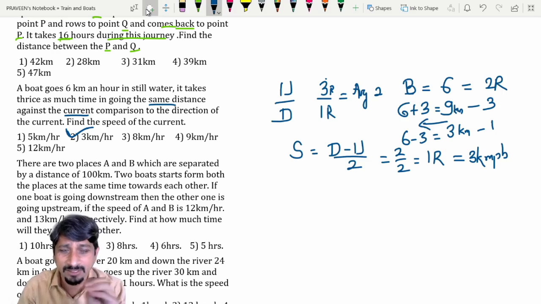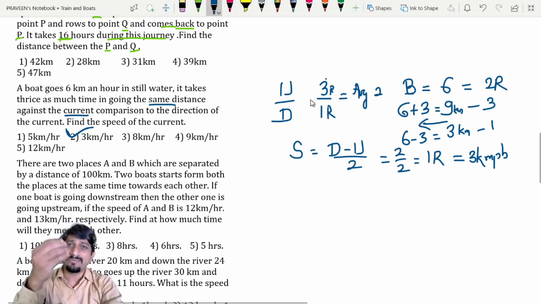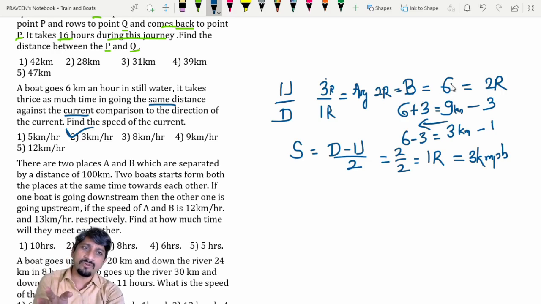I'll just briefly again tell you. Upstream speed is 3 times the downstream speed. So boat speed will be the average of this. That is, you add and divide it by 2, you will get 2. So 2 ratio we are taking. Boat speed is 2 ratio. So if boat speed is 2 ratio, which is equal to 6 kilometer per hour, because they have given a boat goes 6 kilometer an hour. That is the speed.